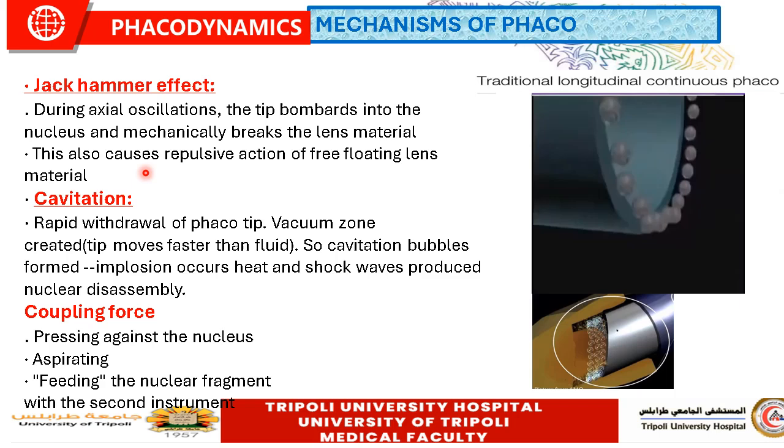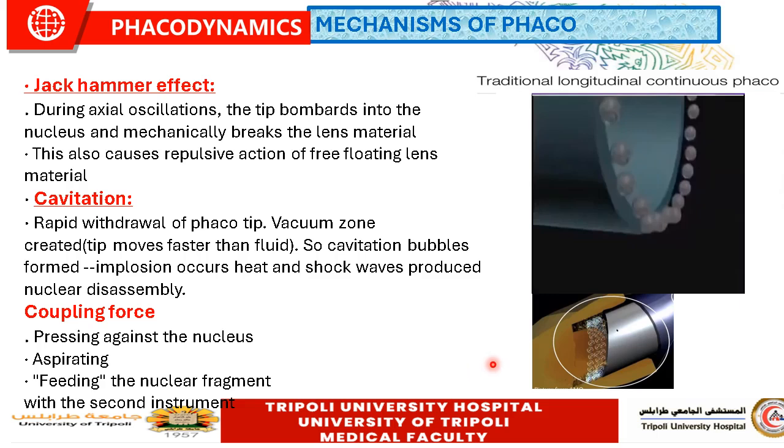The other mechanism is not related to the mechanical or physical effect of the phaco needle, but it is related to cavitation. With the sudden and rapid to-and-fro movement of the phaco needle, the backward movement of the needle will create a vacuum in this area, and this vacuum will create microbubbles. These microbubbles will implode and explode within the lens fragment, and this will lead to emulsification. This is the explanation for the meaning of cavitation.